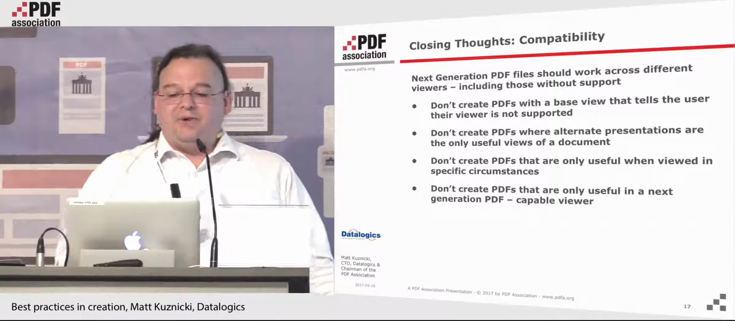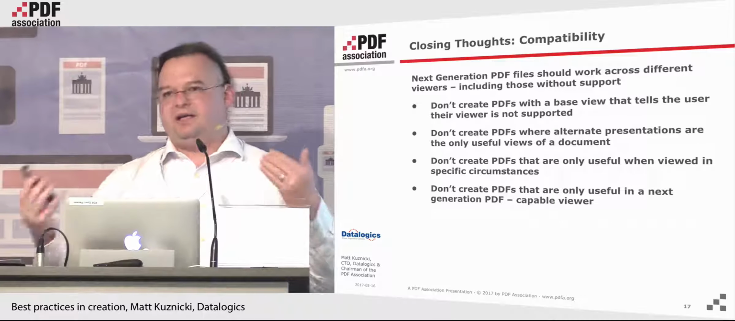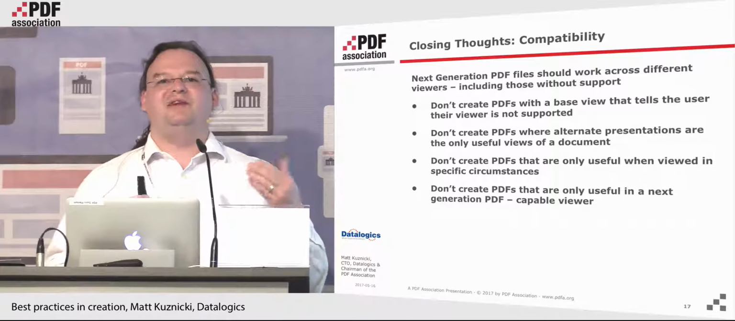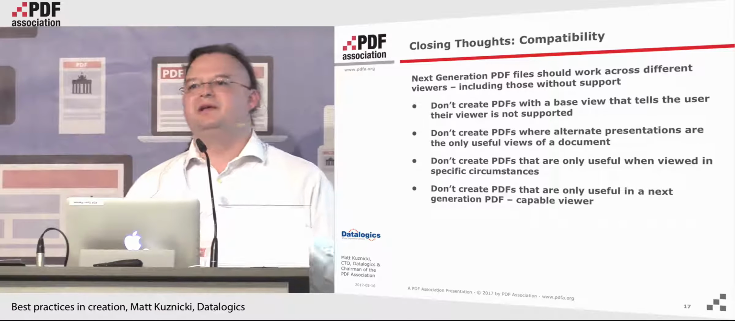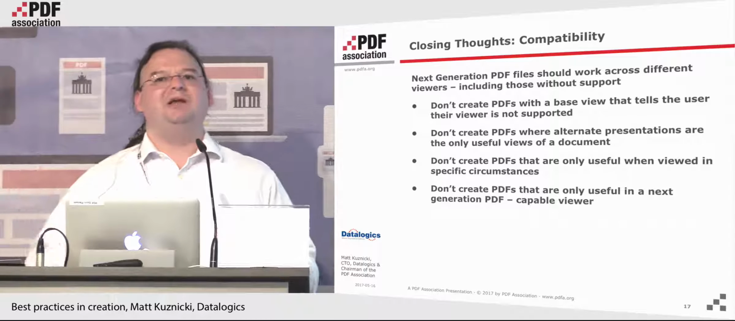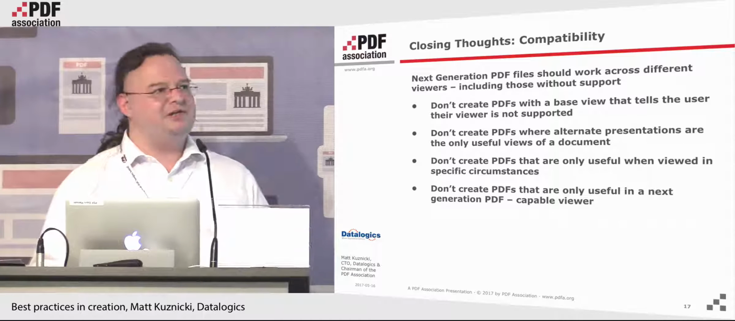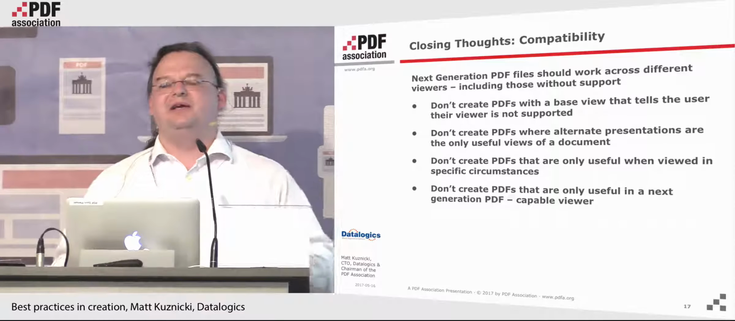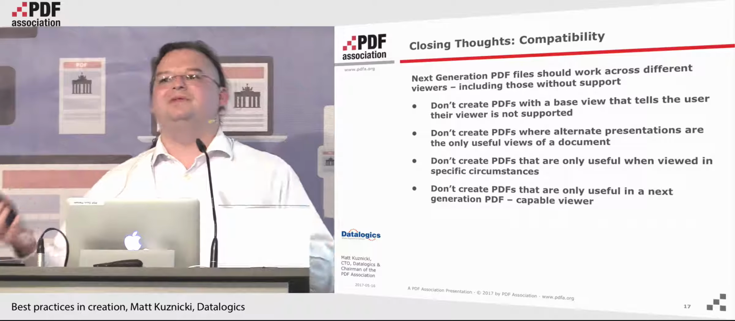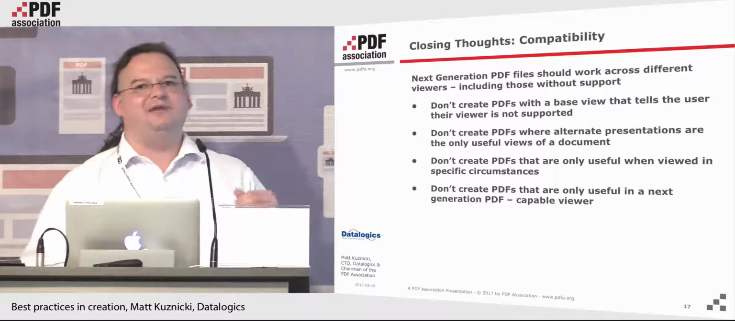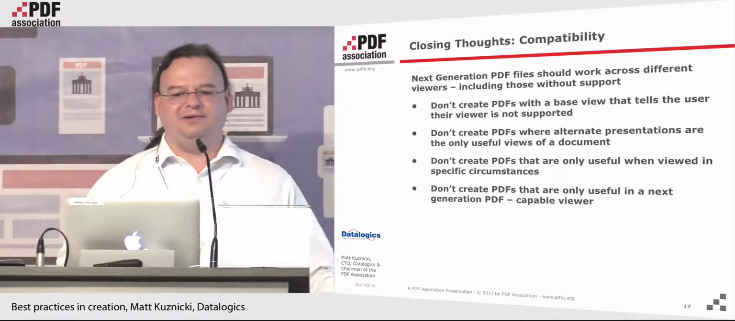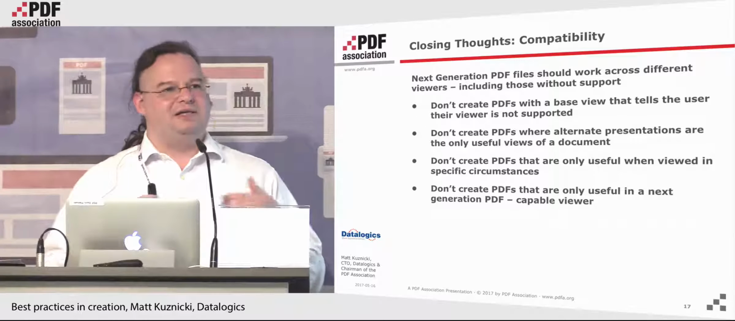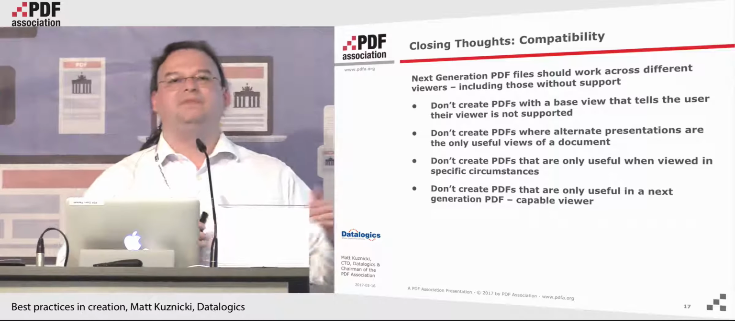So, compatibility-wise, next generation PDF will live in a world where we have next generation PDF viewers, as well as viewers that may not be able to understand next generation PDF, as well as viewers and processors that may choose to reinterpret next generation PDF into something else entirely. How can we ensure compatibility today and tomorrow?